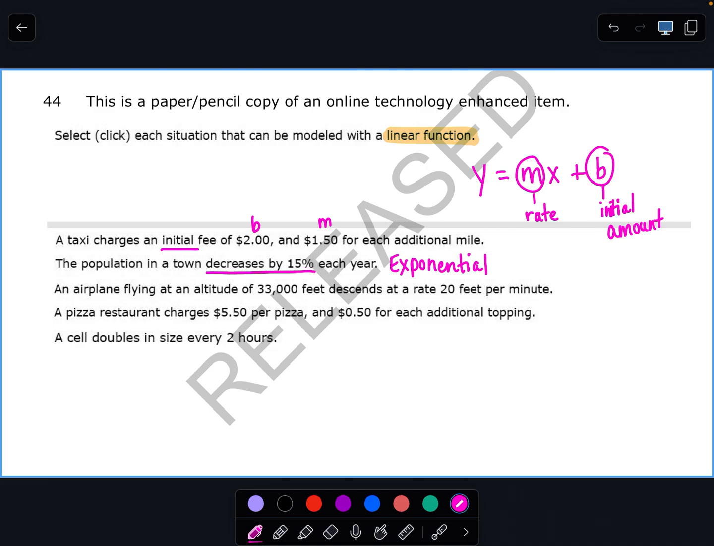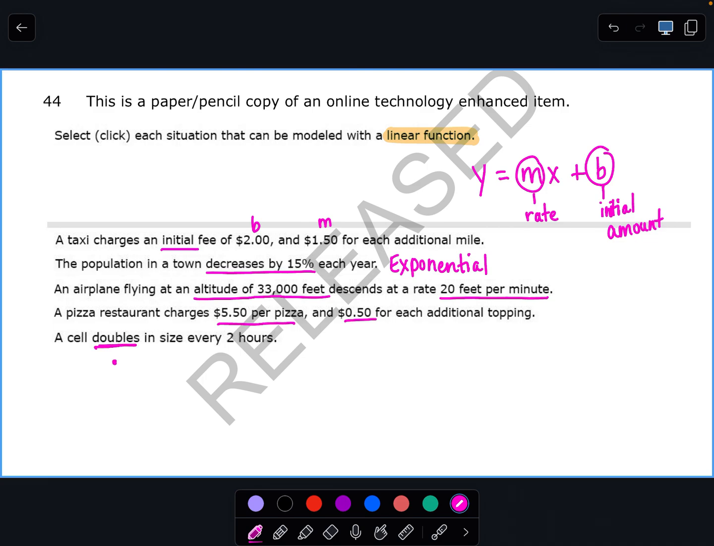An airplane flying at an altitude of 33,000 feet descends at a rate of 20 feet per minute. So the altitude has a starting height of 33,000 feet, and it is descending at a rate of 20 feet per minute. So this would have a negative rate of change. A pizza restaurant charges $5.50 per pizza and 50 cents for each additional topping. So this is your initial fee, and this is your rate of change.